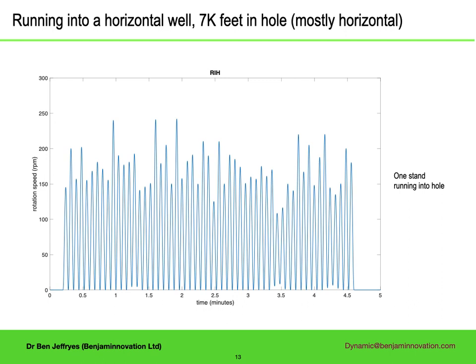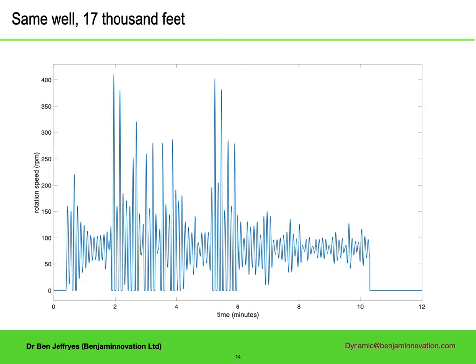This is the kind of behaviour often seen running into hole for a horizontal well, again of course synthetic data. This is one stand, 30 metres of pipe, going into the well while rotating. At around this depth in the data this image is based on, every stand looks pretty much like this. This was at about 7,000 feet. Same well at 17,000 feet. It's getting a bit odd now.